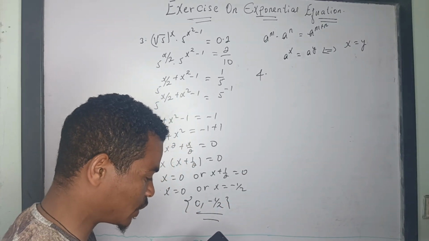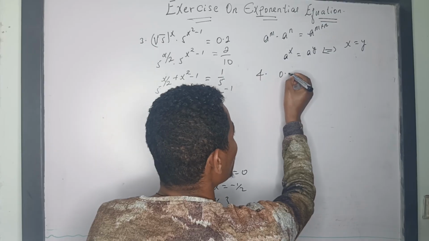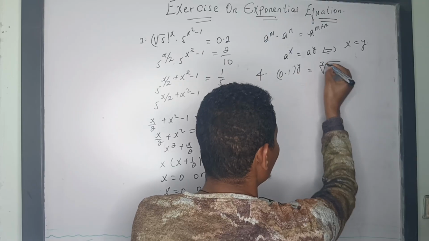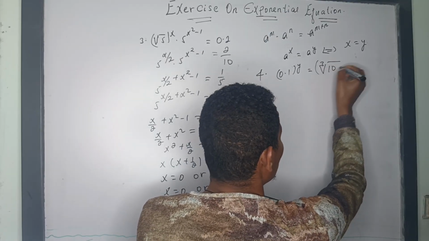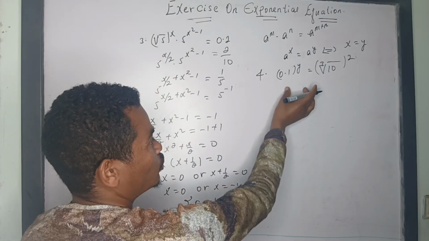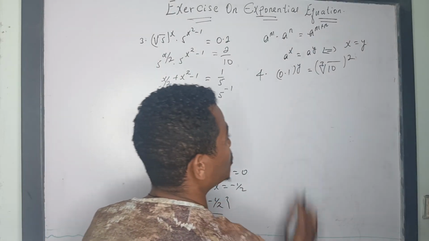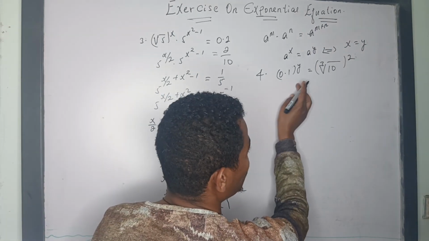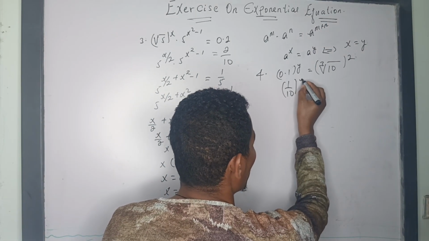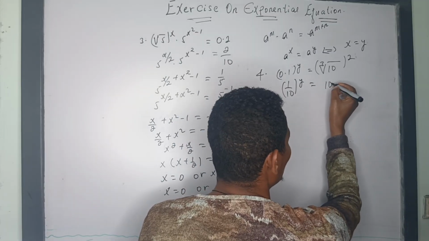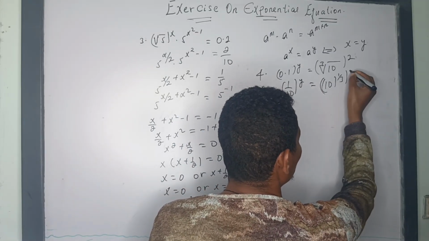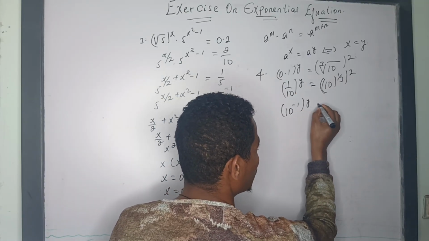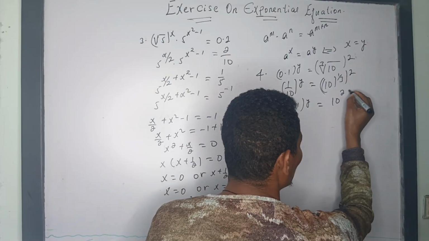Okay, question number 4, what's the solution set of 0.1 to the power of y is equal to the cube root of 10, the whole squared. Okay, the value of y that makes 0.1 to the power of y equal to the cube root of 10 squared. To solve this, 0.1 is the same as 1 over 10, to the power of y, is equal to the cube root of 10, which is 10 to the power of 1 over 3, to the power of 2. So 1 over 10 is the same as 10 to the power of minus 1, to the power of y, is equal to 10 to the power of 1 times 2, which is 2 over 3.